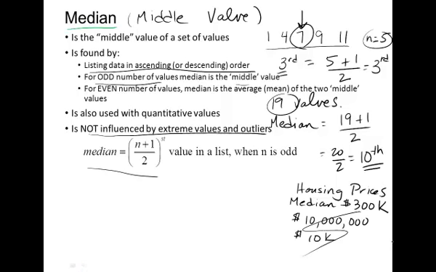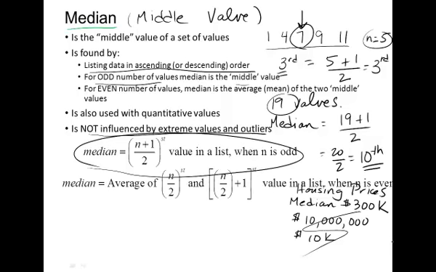So this is, again, sort of like I was doing over here, the n plus 1 over 2 value in a list when n is odd. And it's the average of the two middle values when it's even.